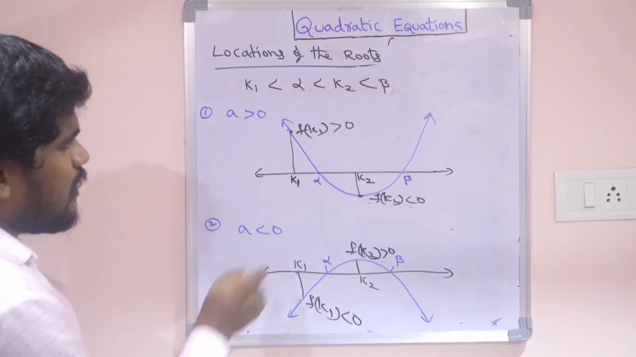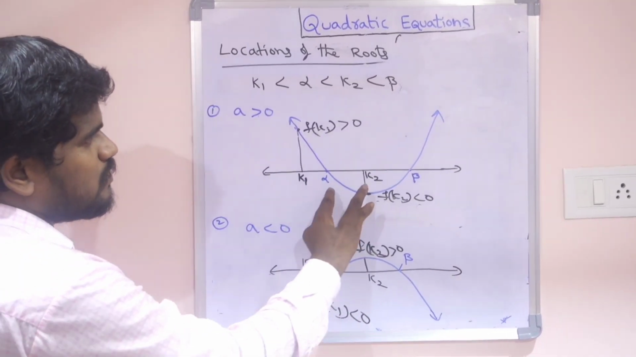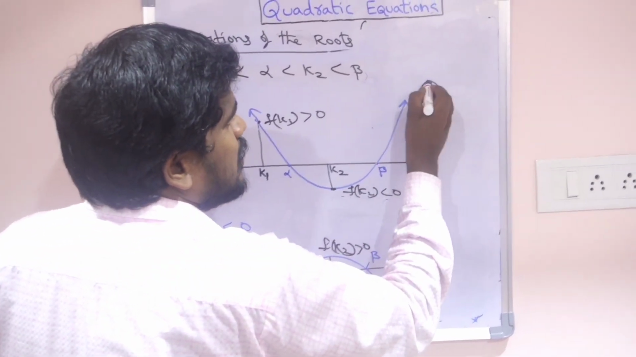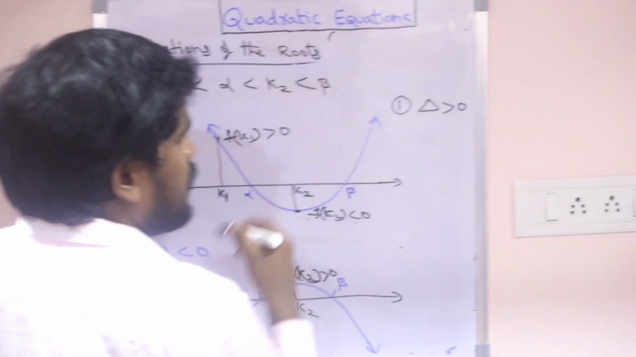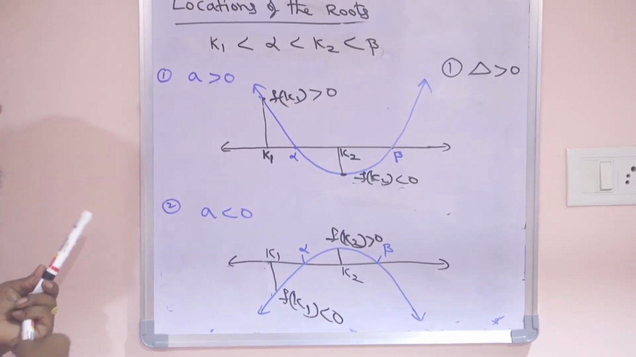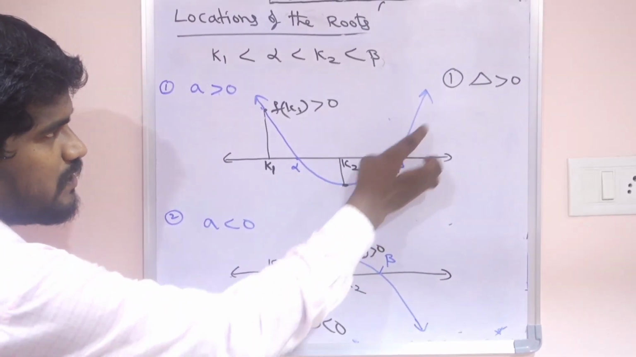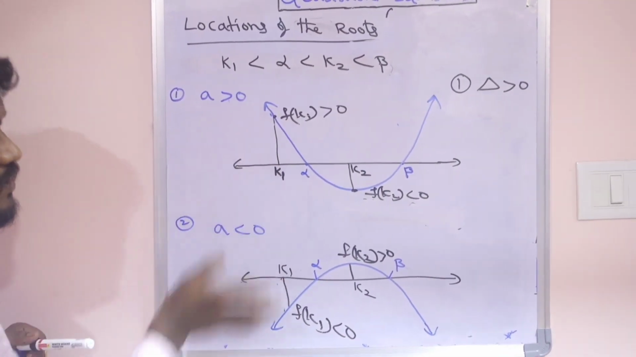First of all, the roots are distinct, because both are different. So delta greater than 0 is the first case. Delta greater than 0. And why is the second one delta greater than 0? Two distinct roots are there. So delta greater than 0 from these two cases also.